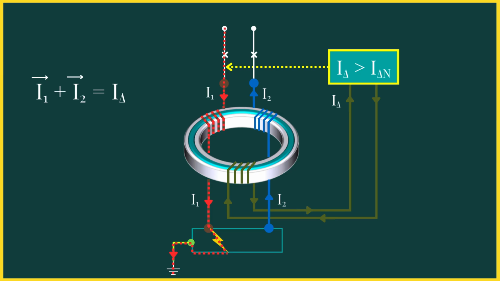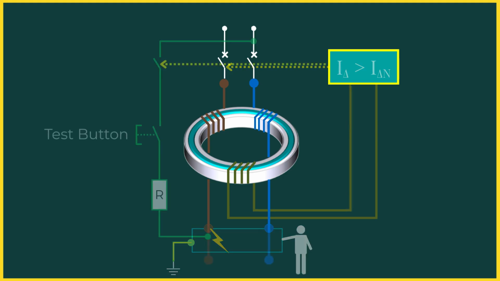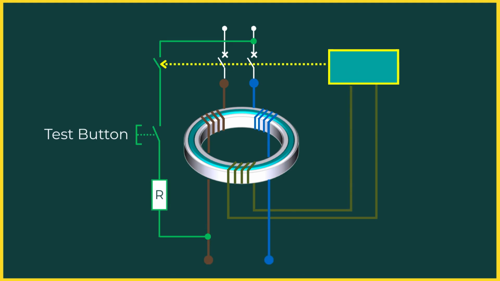The associated switch or circuit breaker opens. The circuit is disconnected. And supply is cut off automatically. This automatic disconnection is what protects people from electric shock. Residual current devices are provided with an important feature that we must know about. Every residual current device is provided with a test button. The test button is not an optional feature. It is a safety function.